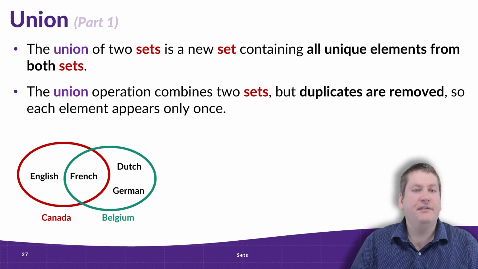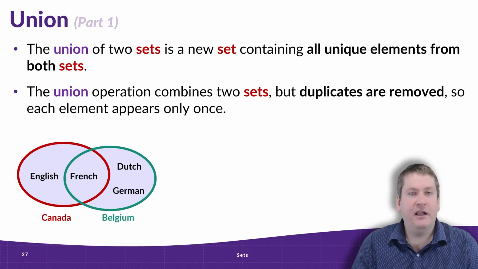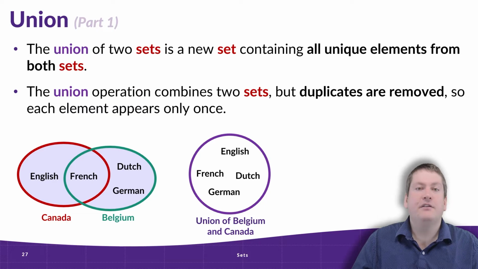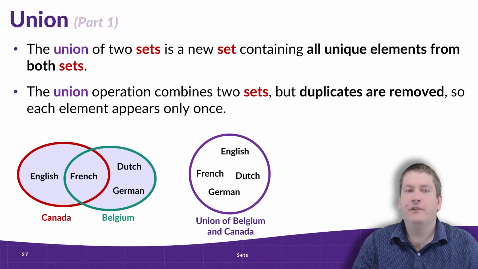So here we have the sets Canada and Belgium, and there's a slight overlap here in that they both contain the language French. So the union of these sets would be a new set that contains all of the elements that are in both sets, and any duplicates are removed, but there's at least one element from those duplicates. So no matter how many times French occurred, the union would only have it once. In this case, we get the union of Belgium and Canada, and that would be English, French, Dutch, and German.